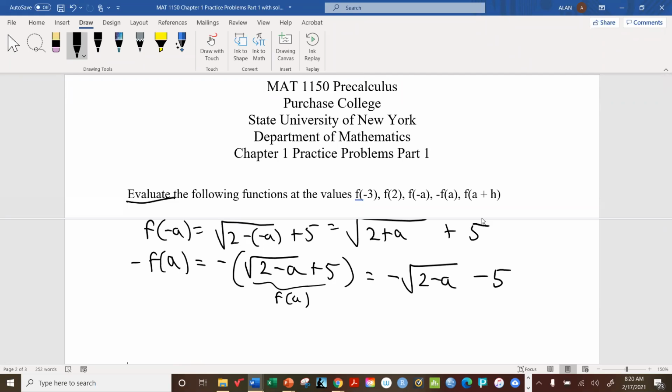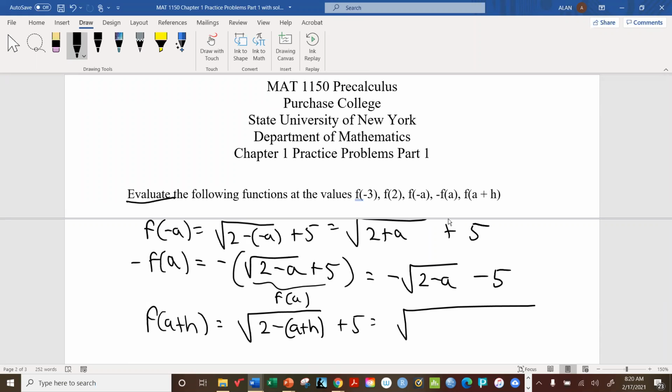And then finally we have f of a plus h. Remember, the original function was radical 2 minus x plus 5. So here we've got to replace x with a plus h in parentheses, plus 5. All I have to be careful about is to make sure the negative is applied to each term in these parentheses, 2 minus a minus h plus 5. And then I can't simplify this any further. So that one's done.